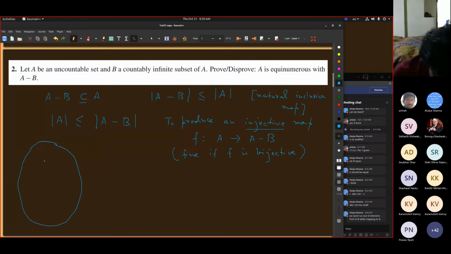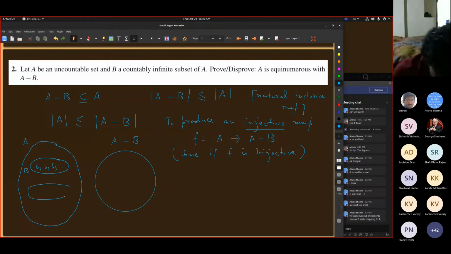So from A. So A contains something called B. So this is my A, this is my B. So it contains B1, B2, B3. And we have seen that A minus B still remains uncountable. Whatever it is, infinite.